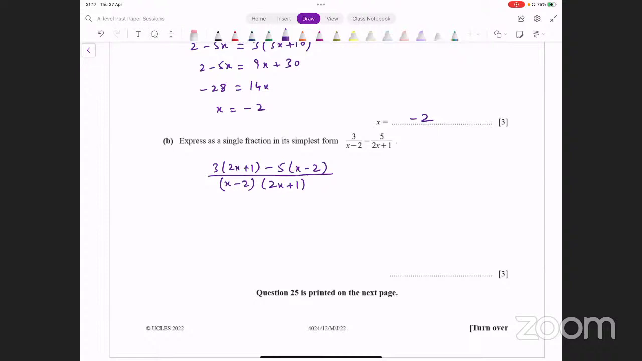Otherwise, there are very high chances that you will make some sign mistake in this. Brackets use karne hain, please. Okay. Now let's simplify this. In the numerator we get 6x plus 3 minus 5x plus 10.